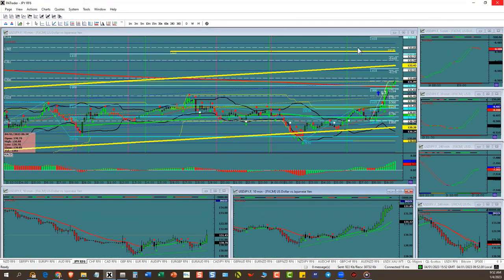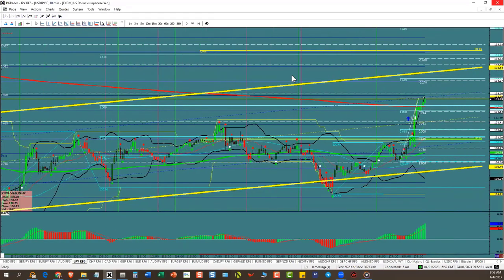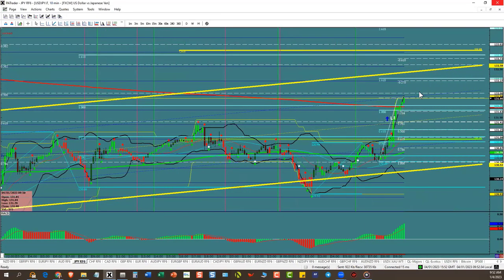All right, dollar yen, there we go. Getting a little push to the upside now. Starting, maybe we'll break up into here. Another position coming in. And that one you're going to have to hold because you're going to run into the channel. So you're going to have to hold it.